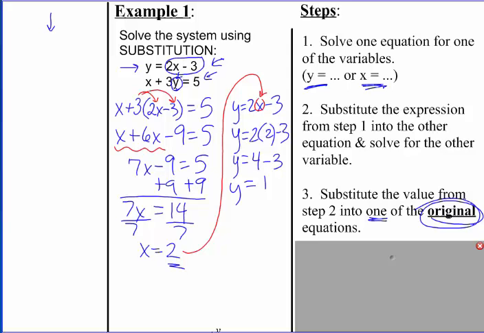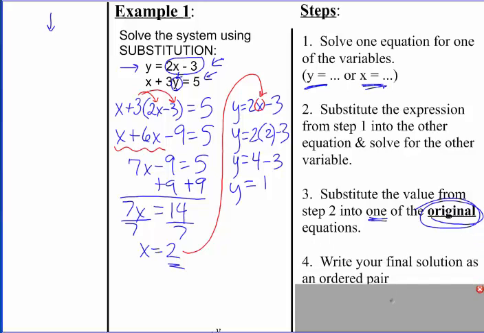So y is equal to 1. Once you have both values, you must write your final solution as an ordered pair. That means it's x comma y. You have to write it in that format. Otherwise, you've not yet given me an answer.